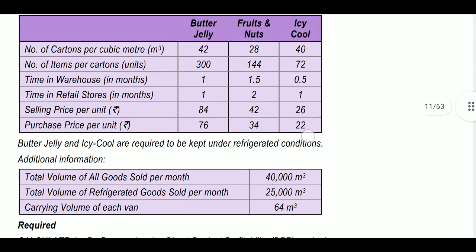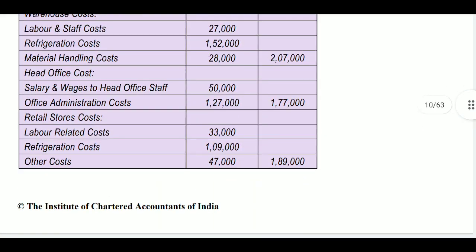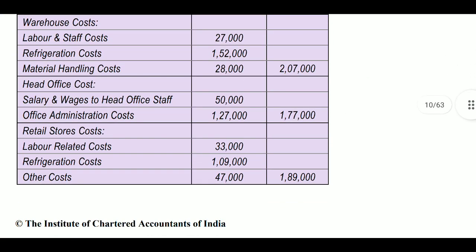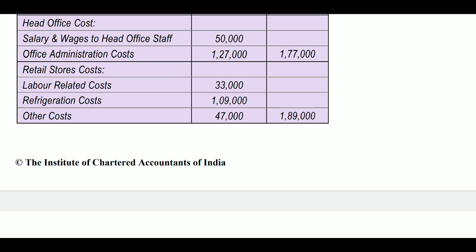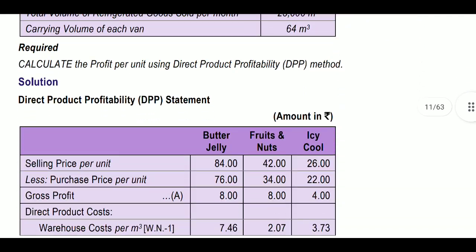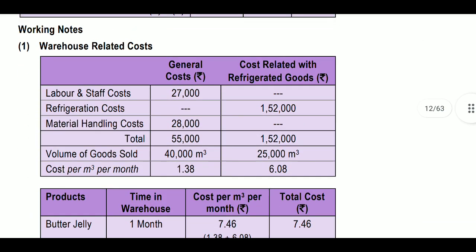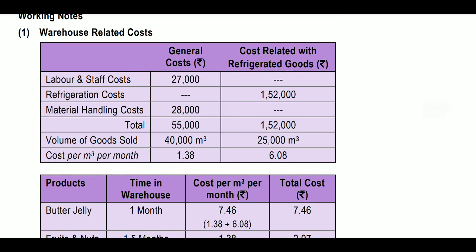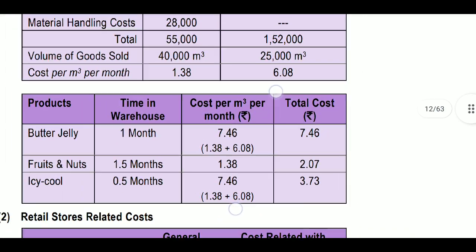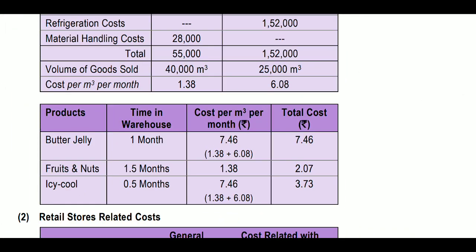Firstly, we calculated from 27,000 and 28,000 for this, divided by the 40,000 value provided. With this we will get the answer. Okay, let's see how they calculated. So 27,000, 1,52,000, 28,000, 55,000, 1,52,000, 40,000, 35,000. So 1.38, 6.08 is the cost per month, and this is taken here, 1.38 plus 6.8. For that they provided the time in warehouse into total cost. We will get the total cost.